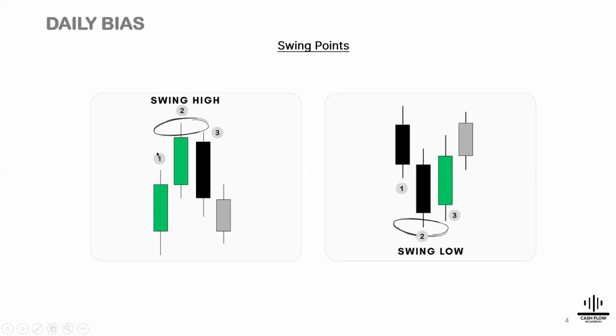Now, when we identify a swing high, we want to anticipate that the next candle that will be printed, which is the fourth candle and as well probably the fifth candle, will be a bearish candle.